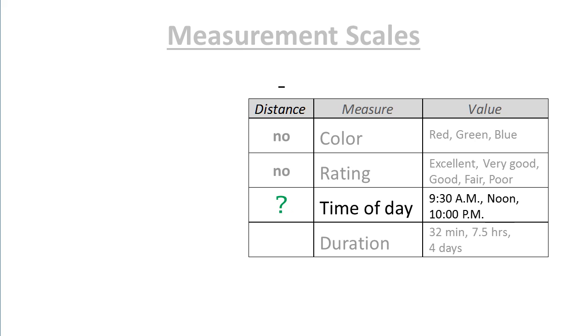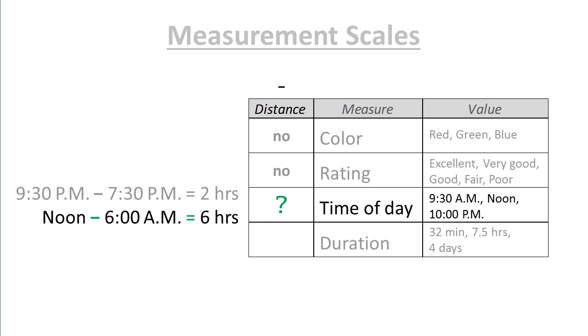Let's now look at time of day. What is the difference between 7:30 p.m. and 9:30 p.m.? 2 hours. And what is the time span between 6 a.m. and noon? 6 hours. These questions have unambiguous answers because the distance between the times of day are well defined.